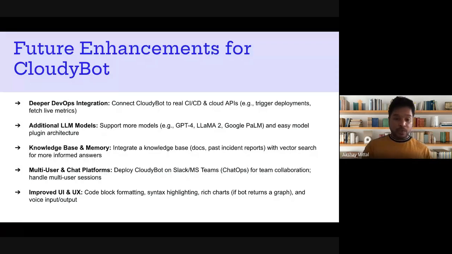The knowledge base and memory, as I was talking about, like vector search for more informed answers and remembering what we did in the past. Multi-user and chat, so the whole team could use it, maybe integrating with Slack or Microsoft Teams for team collaboration, right? Improve UI and UX, we can always do this, like dark mode, a lot of things. If anybody wants to play around with it, please do. Okay.